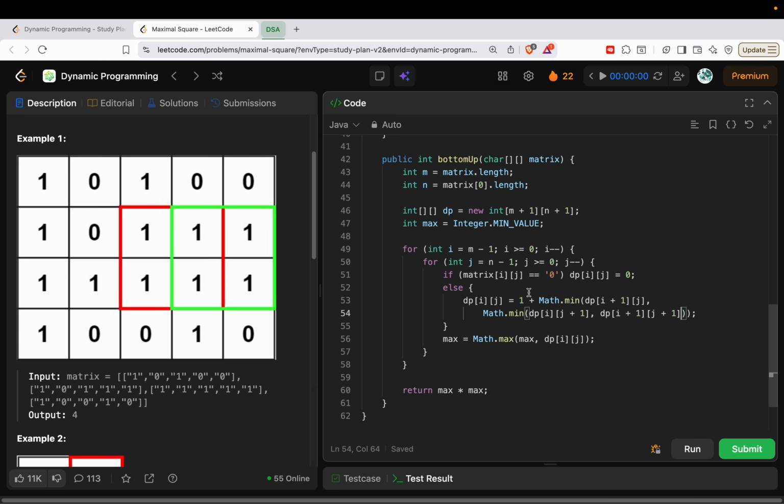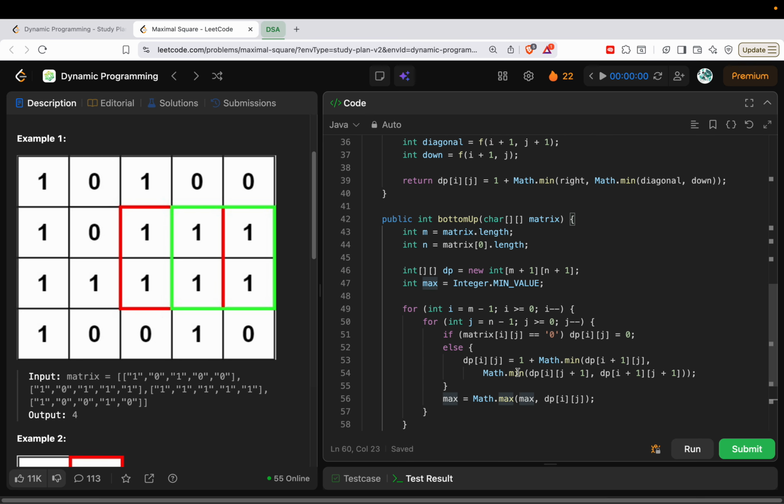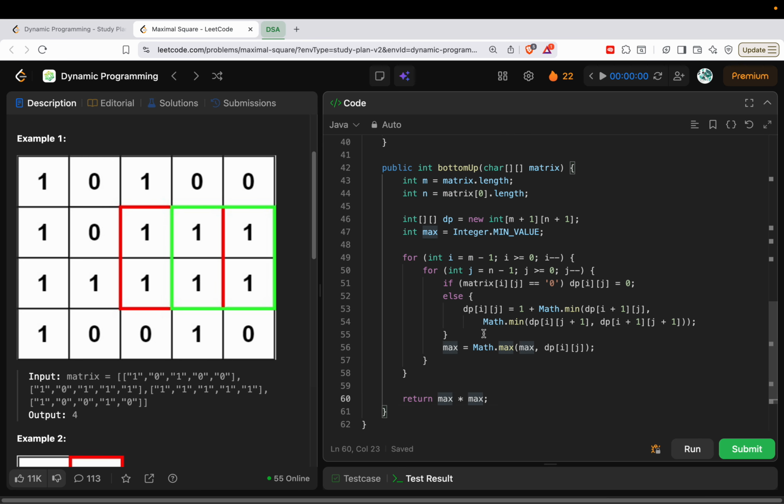Okay, so in the end I have to maximize my area, maximize my length. So my max will contain the maximum length among all the squares which can be formed. In the end I have to calculate the area, which will be the max times max. If you submit this problem, all the test cases will be passed, and it will be a pretty efficient solution.